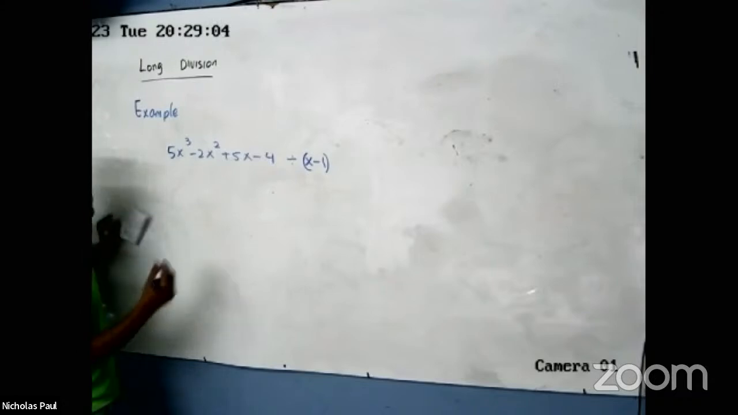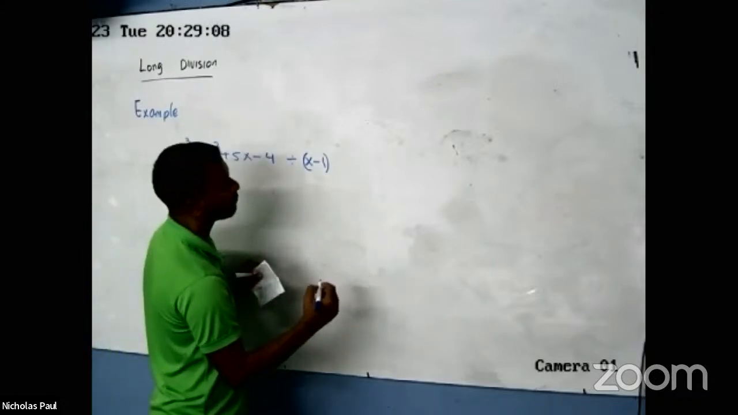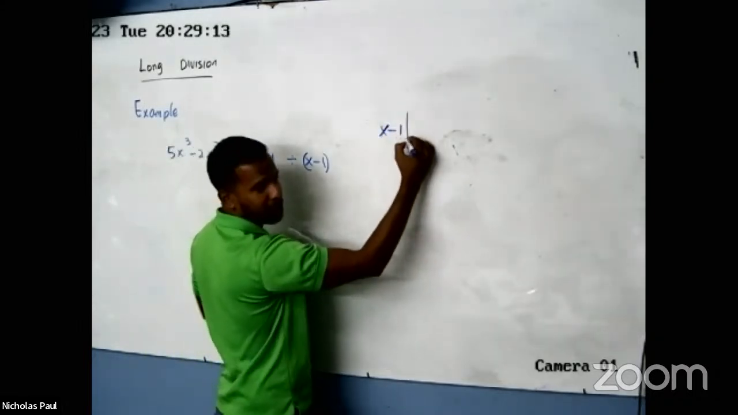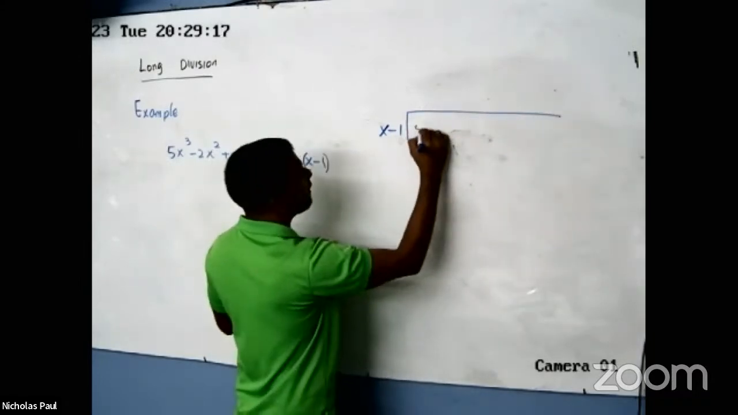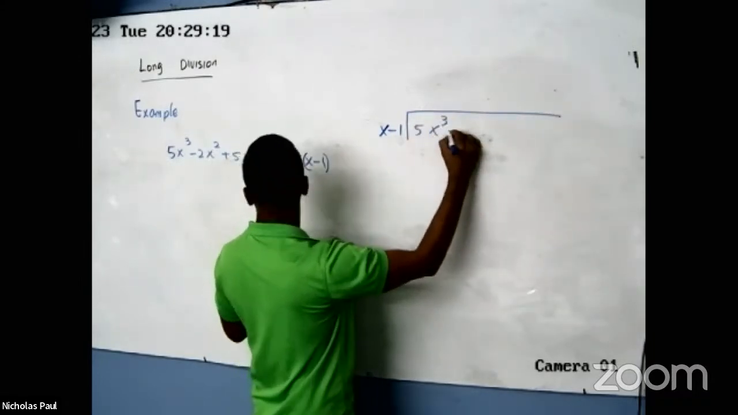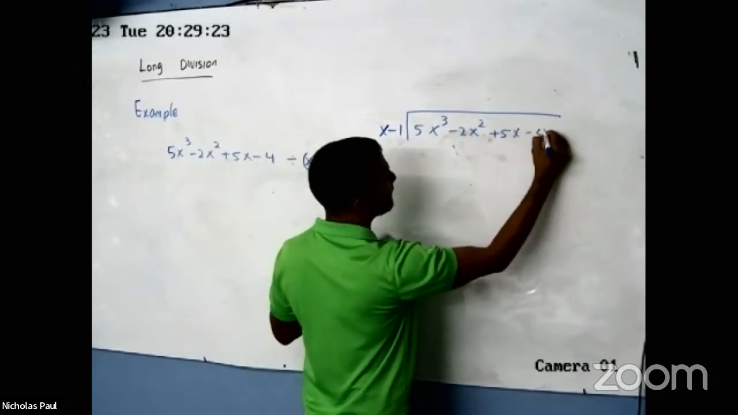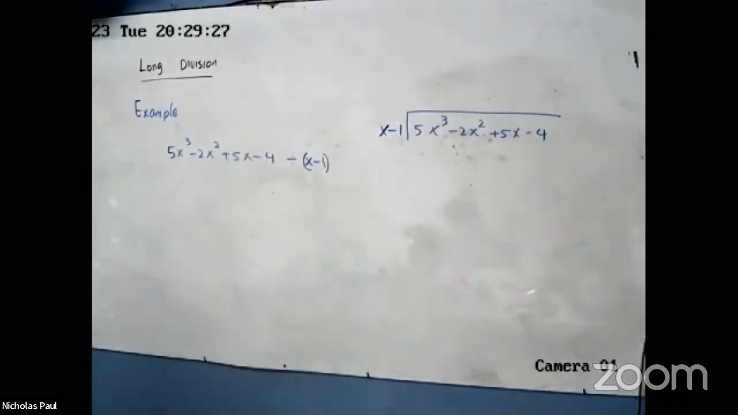So how do we long divide? Well, this is saying x minus 1 into 5x cubed minus 2x squared plus 5x minus 4. Anybody seen what to do? Compared to the last one that we did, 125 divided by 3. Anybody seen what to do?